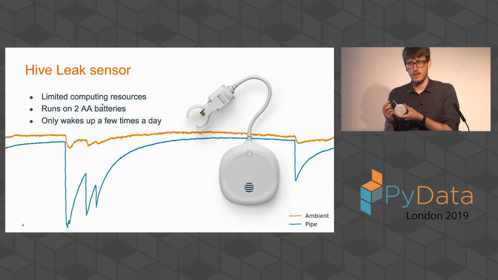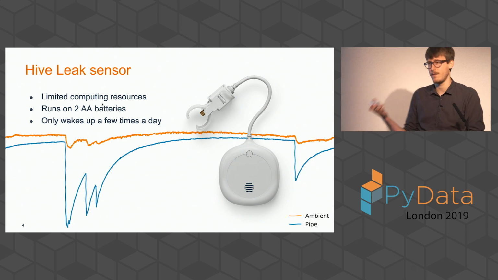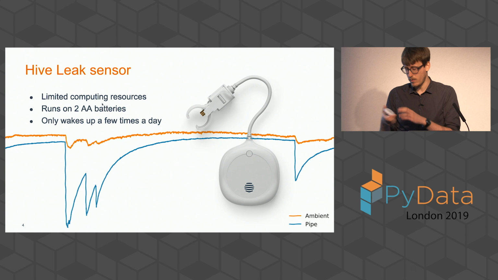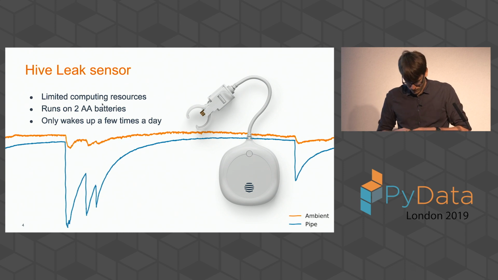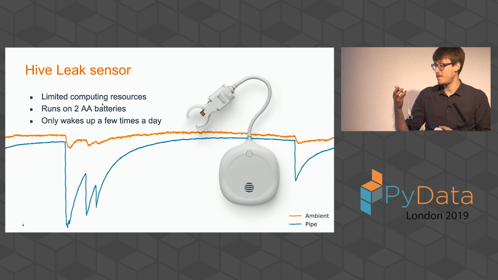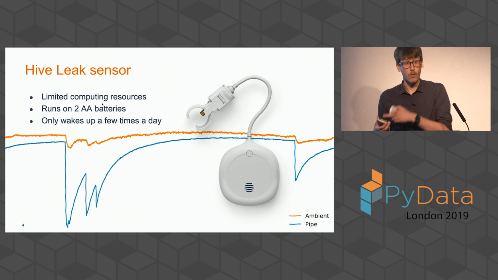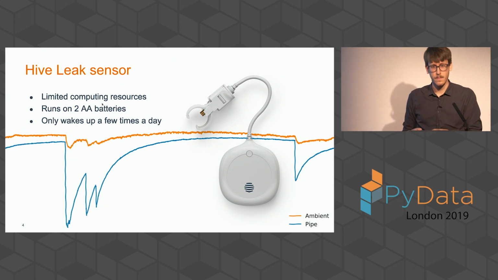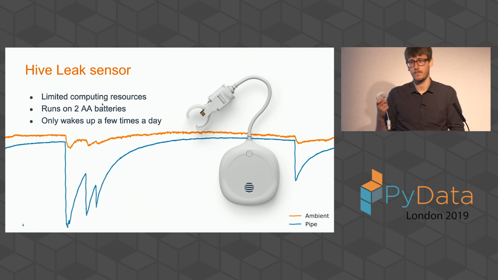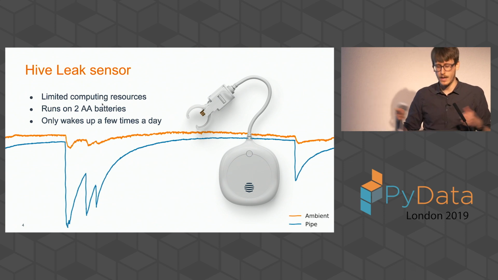The problem with this device is that it has to be very cheap, which means that it doesn't have much computational power, and also it's powered by 2 AA batteries. Because of this, it keeps the Wi-Fi always off and only uploads data a couple of times a day. So everything we do needs to be running on this device, and only if there is a problem, we can upload data to the cloud.